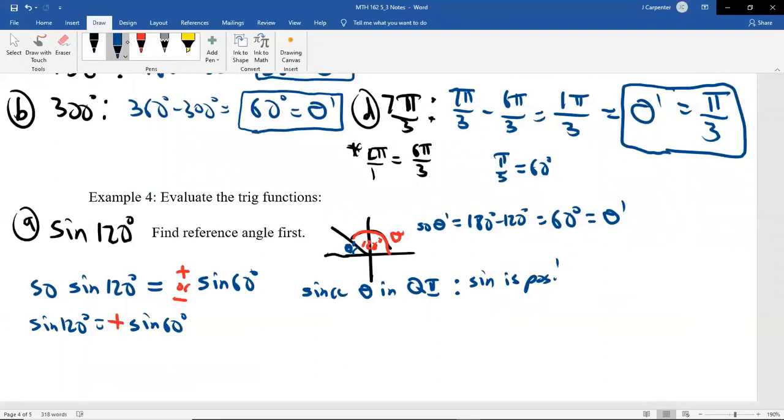And again, this is what other students want to do. They want to rush. They don't want to think about, oh, the quadrant makes it positive or negative. They'll just say sine of 120 is positive sine of 60. They just say that they're equal. But again, this aspect will make or break you over and over again. You cannot forget that.